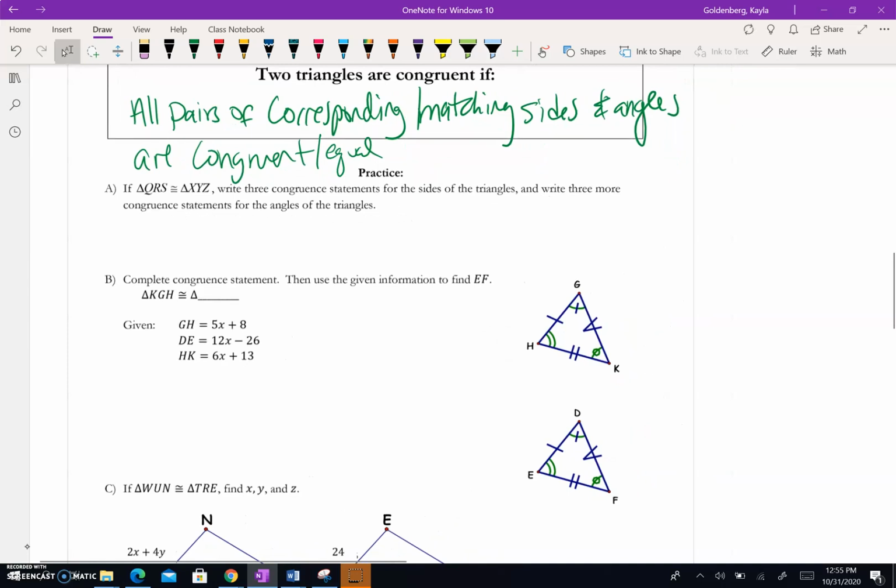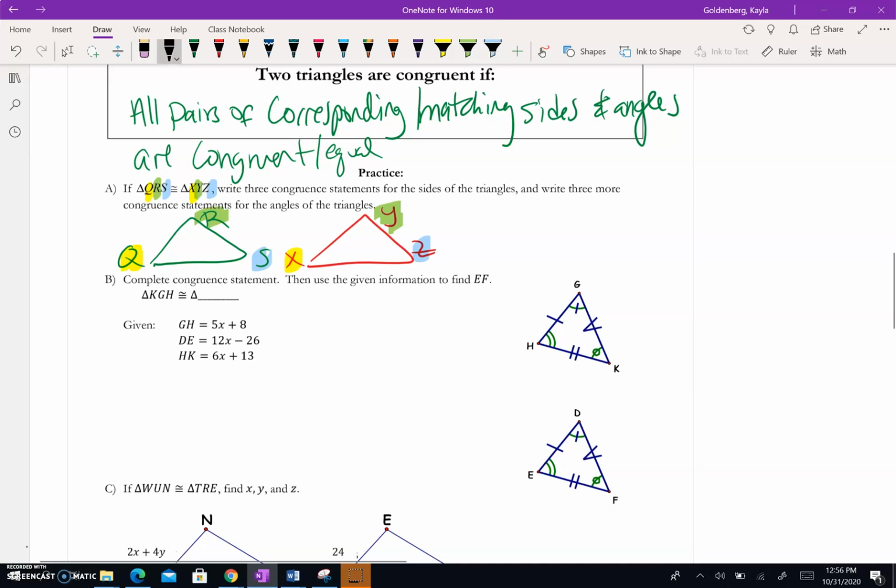So if triangle QRS is congruent to triangle XYZ, write all three congruent statements for sides and write three congruent statements for the angles. So I'm going to just draw my triangles. So here is triangle QRS and then triangle XYZ. Notice Q is first, X is first. Notice how I'm putting them in the same spot. R is second, Y is second. Notice I'm putting them in the same spot of the triangle, S and Z. So it is really important that your placement matches.